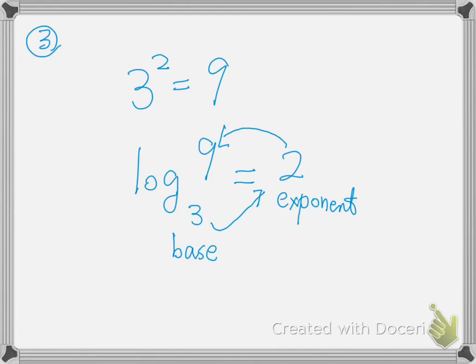How to check your answer. Okay, after you write down the log notation, you can check this way. Counterclockwise, 3 to the second power is 9.